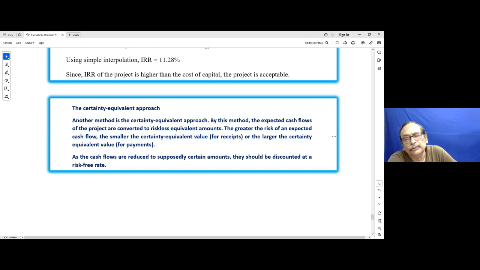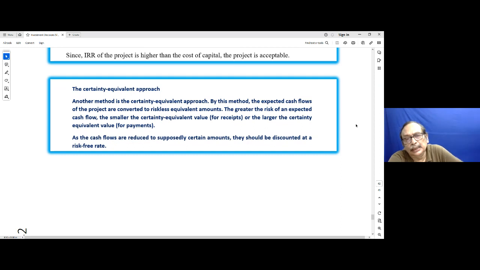Now we are coming to the certainty equivalent approach. Another method is the certainty equivalent approach. By this method, the expected cash flows of the project are converted to riskless equivalent amounts. Mind the language. Another method is the certainty equivalent approach.